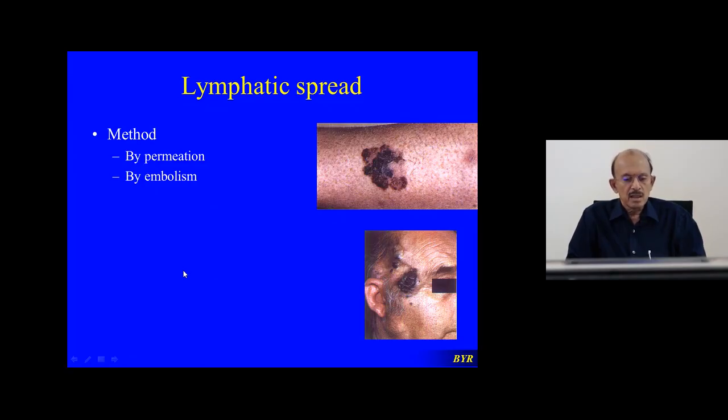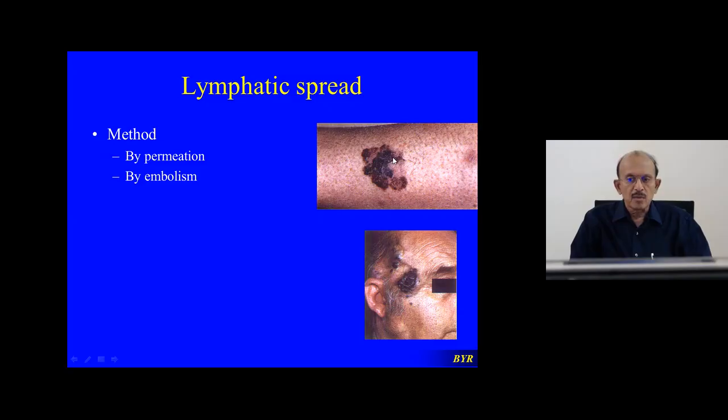Metastasis means yes, either by embolization or by permeation there will be metastasis. Very good, Santi. You said the correct answer. It produces satellite nodules. Very good. I will show you here. This is the forearm. A patient developed a melanoma here.